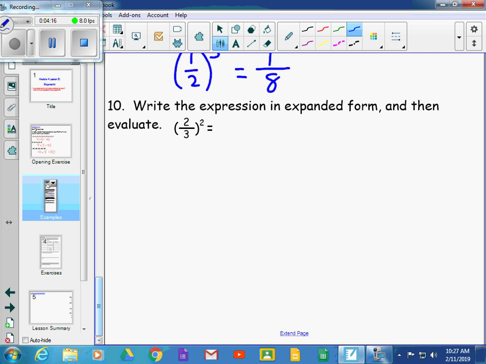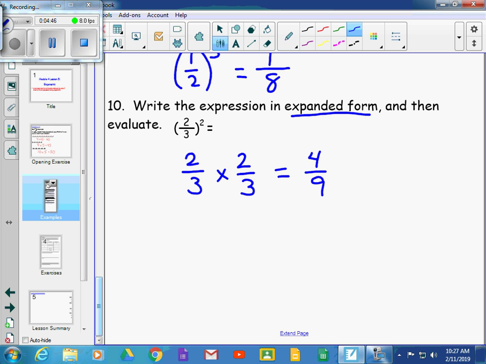Finally, we have the expression they want us to write in expanded form. I mean, what does it mean? We have 2/3 squared. That tells us 2/3 times itself twice. You could use your calculator, or you can multiply numerator times numerator and denominator times denominator, and you come up with an answer of 4/9.